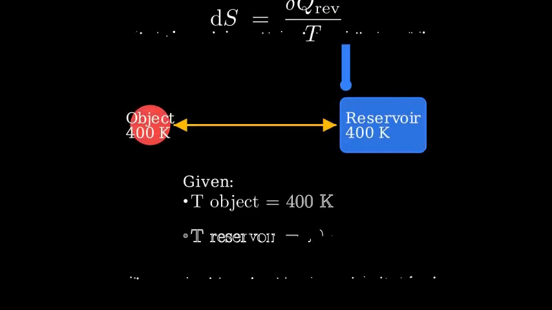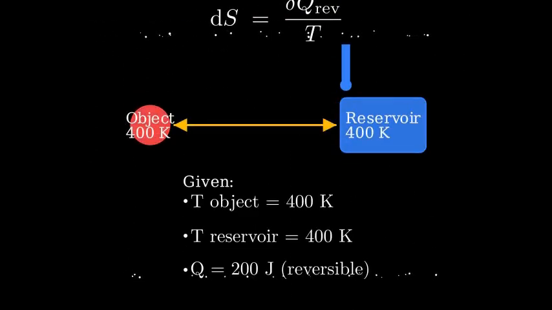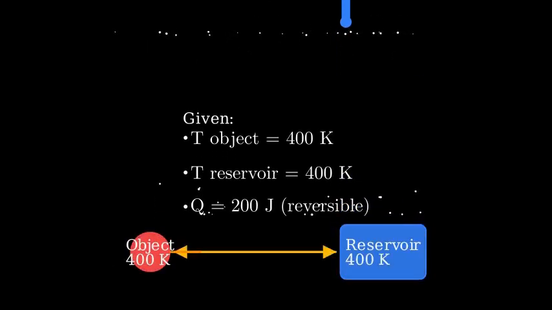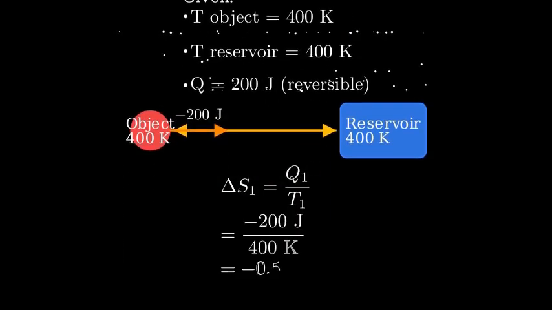Here is our example. A hot object at 400 Kelvin gives off 200 joules of heat to a large reservoir at 400 Kelvin, and it is reversible. We will find the change in entropy of the object, the change in entropy of the surroundings, and the total change in entropy.